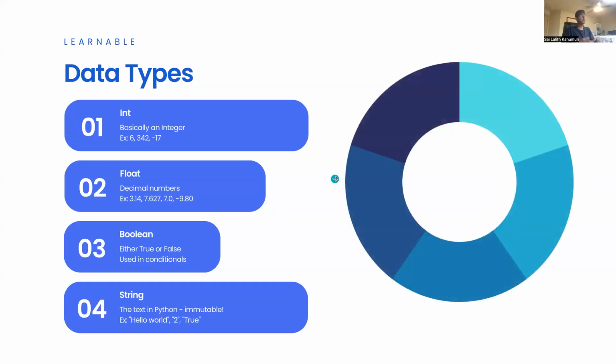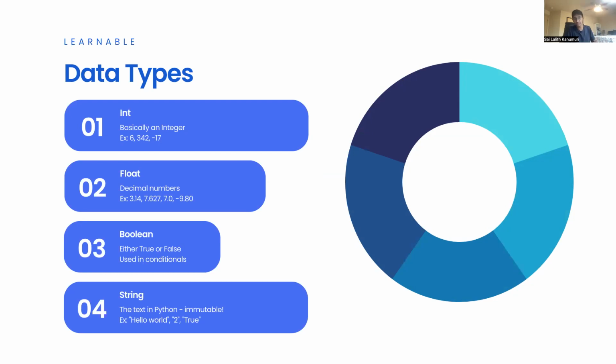So you may be asking, what exactly are data types? Data types are the building blocks of Python. They allow what we code to become reality. There are four main data types, but there are more. But we'll just be going into the four more basic ones.